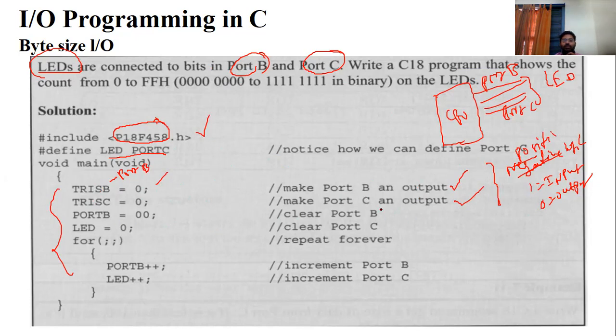Then we clear port B, and we clear port C. Why clear the ports? Because there may be some garbage value in those ports. A port is nothing but an 8-bit register, and each and every bit is connected to one LED.